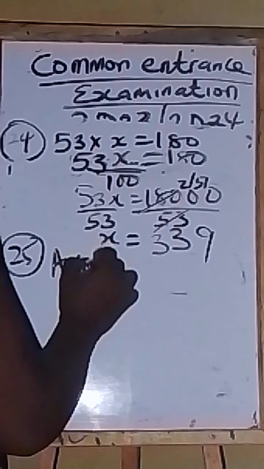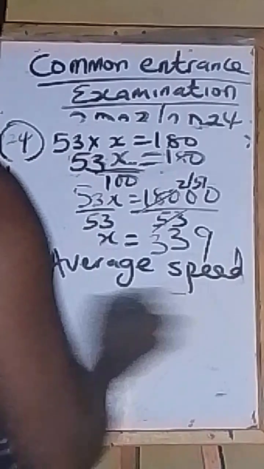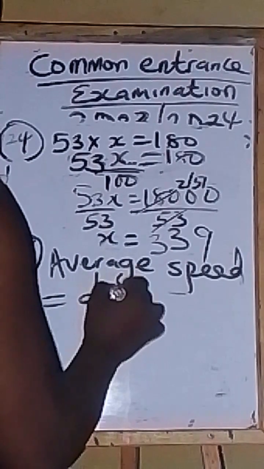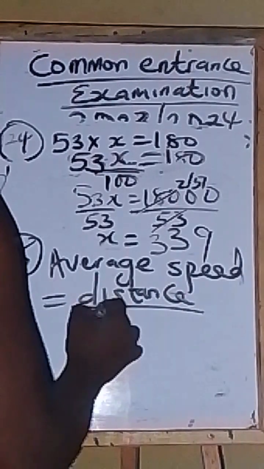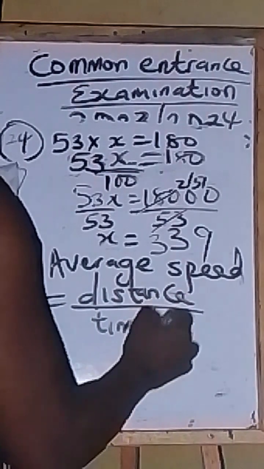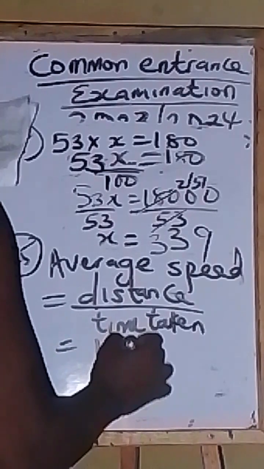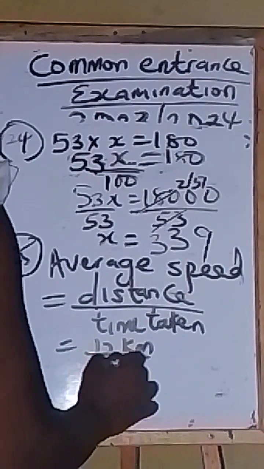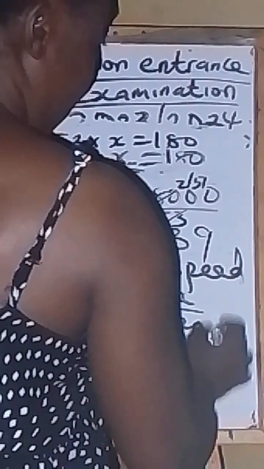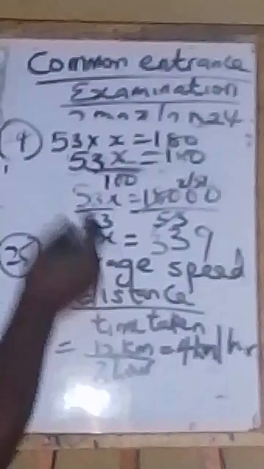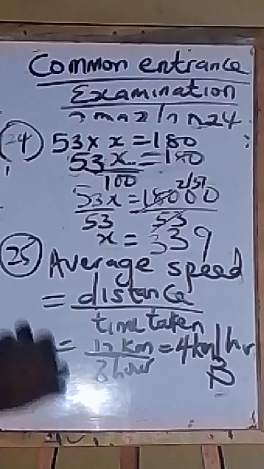Average speed equals distance over time taken. So we have 12 kilometers over 3 hours, and that's going to give us 4 kilometers per hour. So option B. We move to 26.